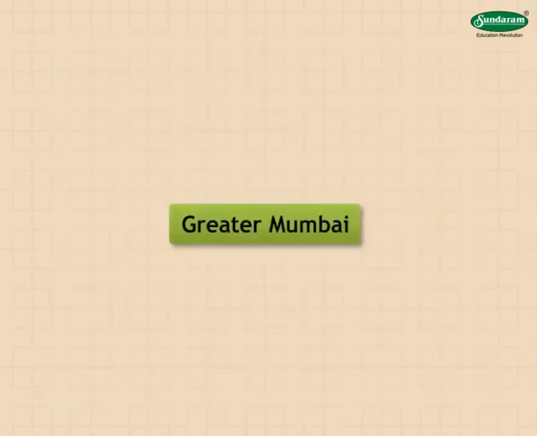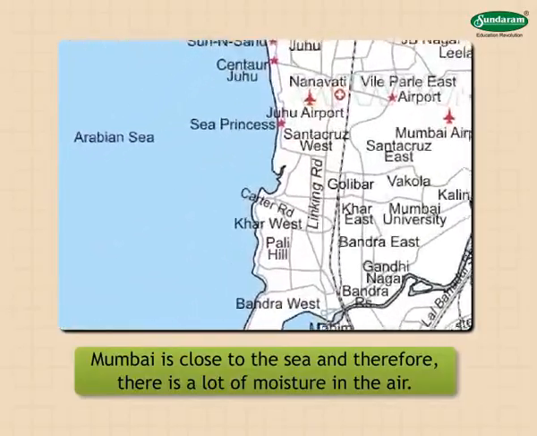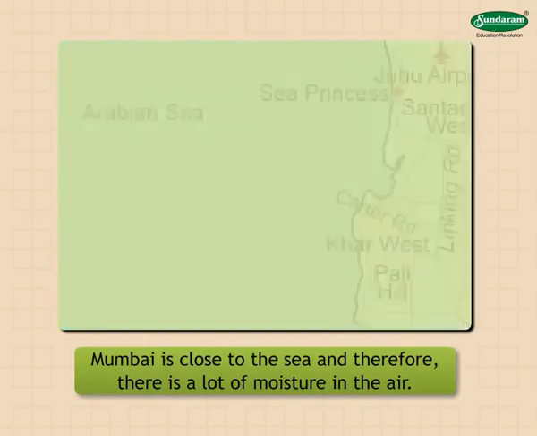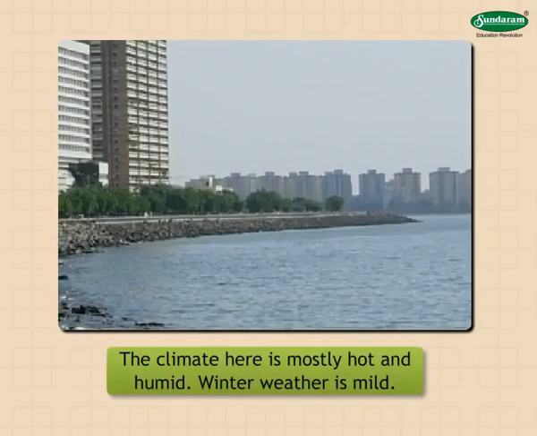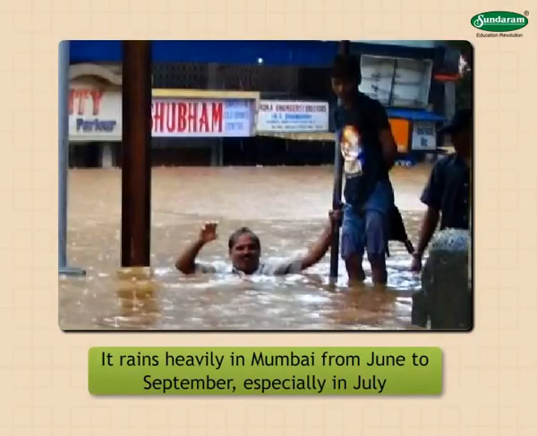Greater Mumbai. Mumbai is close to the sea and therefore there is a lot of moisture in the air. The climate here is mostly hot and humid. Winter weather is mild. It rains heavily in Mumbai from June to September, especially in July.